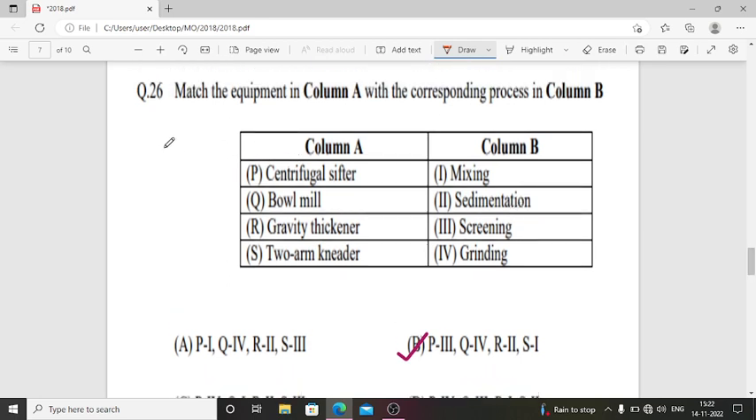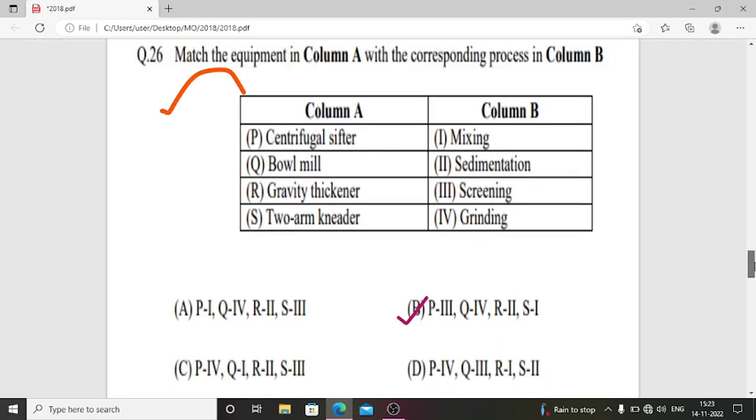Match the equipment in column A with the corresponding process in column B. Column A: centrifugal shifter, bowl mill, gravity thickener, and 2 amp kneader. Column B: mixing, sedimentation, screening, and grinding. So here we have 4 options. Am I correct? So the answer for this question is option B.